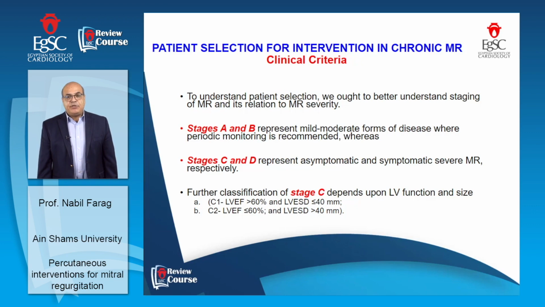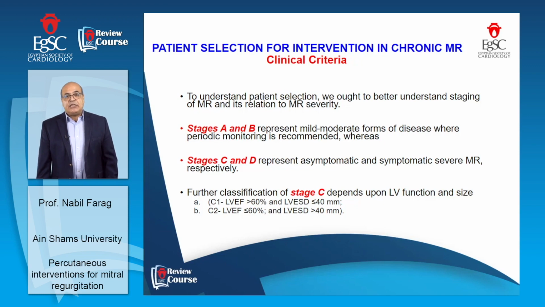To understand this patient selection, we ought to better understand staging of mitral regurgitation and its relation to mitral regurgitation severity. That's why it's very important to stage these patients into stage A and B, stage C and D. Stage A and B means mild, moderate mitral regurgitation, and these patients just need follow-up and monitoring. For stage C and D, stage C is asymptomatic severe mitral regurgitation, and stage D is symptomatic severe mitral regurgitation.